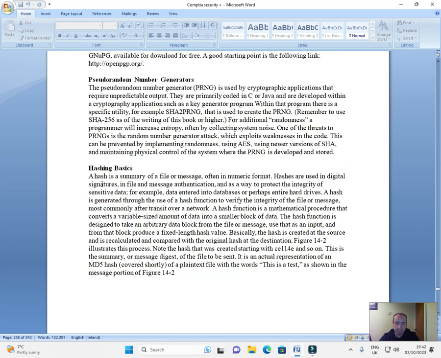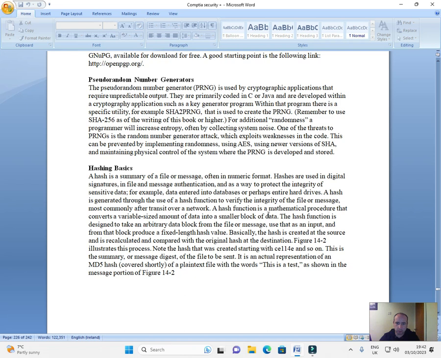Hashing basics. A hash is a summary of a file or message, often in numeric format. Hashes are used in digital signatures, in file and message authentication, and as a way to protect the integrity of sensitive data, for example data entered into databases or perhaps entire hard drives. A hash is generated through the use of a hash function to verify the integrity of the file or message, most commonly after transit over a network.